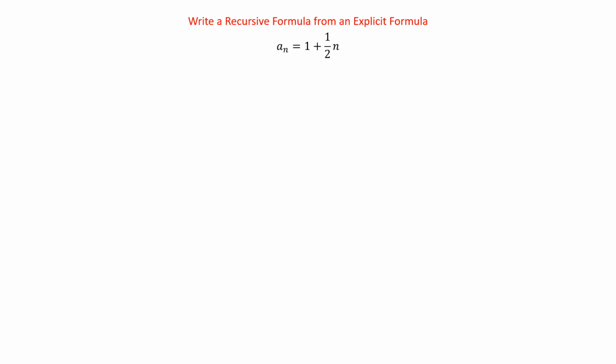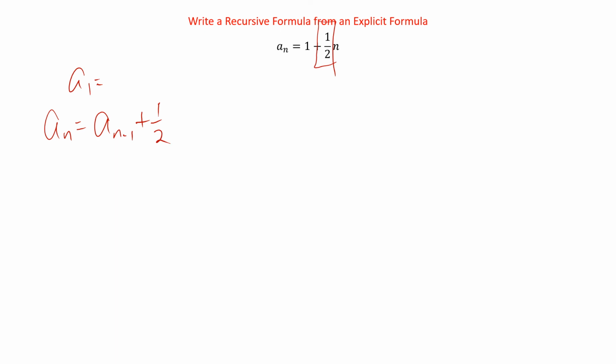So we have our formula here. an is 1 plus 1/2 n. So for a recursive formula, we need two things. Remember, for a recursive formula, we need a1, and then an is going to be an minus 1. That stays exactly the same, plus the common difference. Well, what is the common difference? The common difference is the slope. What's being multiplied to n? So in this case, it's 1/2.